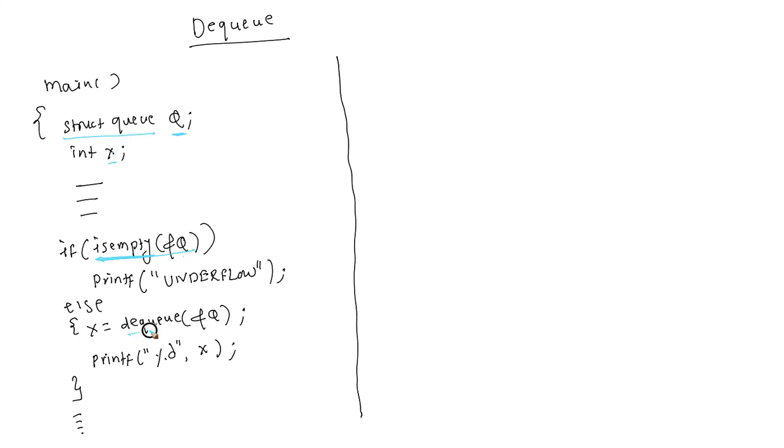So I'll call the DQ function, and to this DQ, I'll simply pass my queue. This DQ will remove an element from the queue and return that element to me, and I'll store that element in x, and then I'll print that. So that's the flow in main. And now let's see this DQ function.